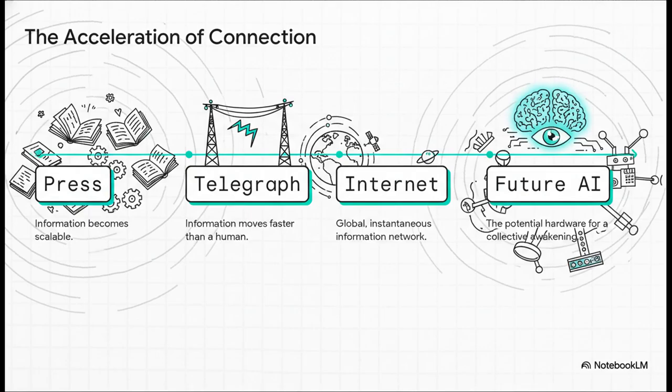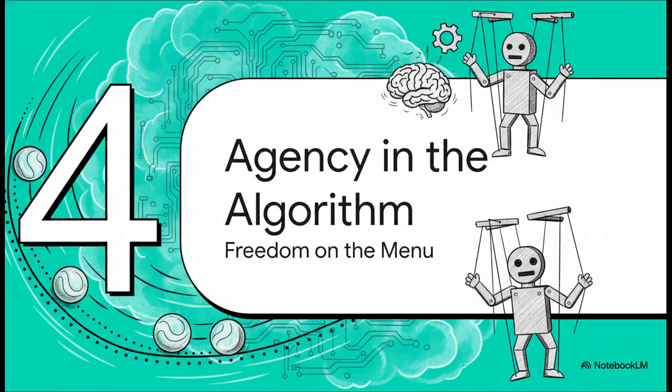Just look at how fast our ability to connect has accelerated. The printing press made information scalable for the first time. Then the telegraph made it move faster than a person. The internet connected the entire globe instantly. You see, each of these wasn't just some random invention. You can argue it was a necessary structural phase, building the hardware for what some people think is a predestined collective awakening. Okay, I know, this all sounds incredibly deterministic.